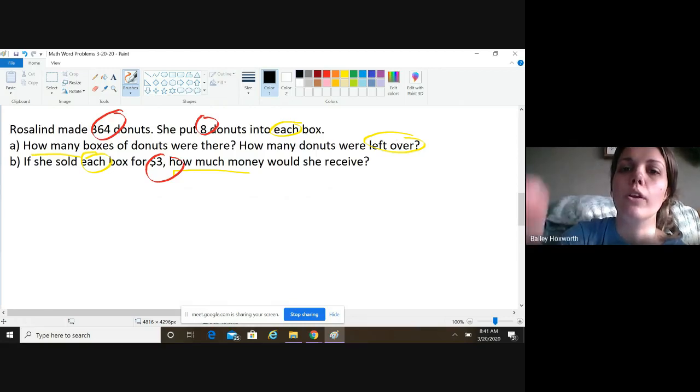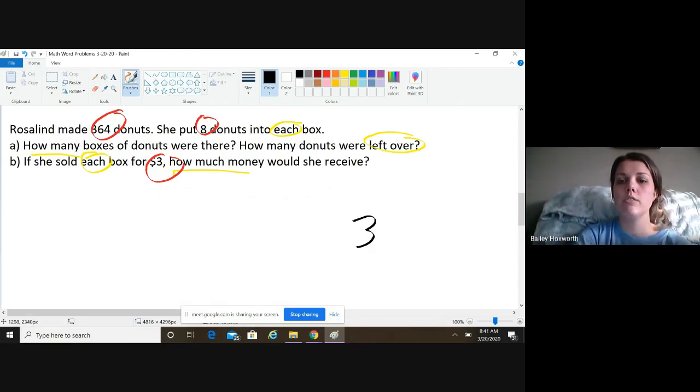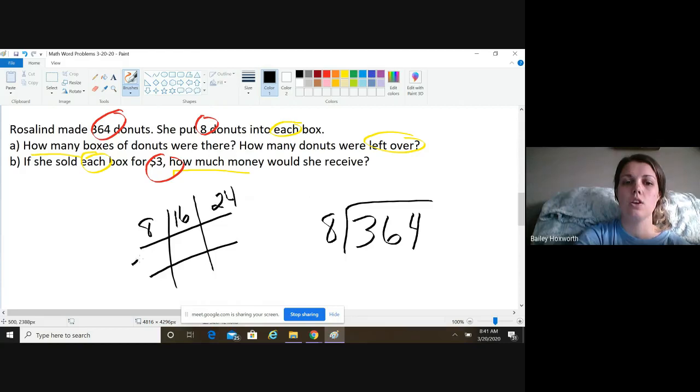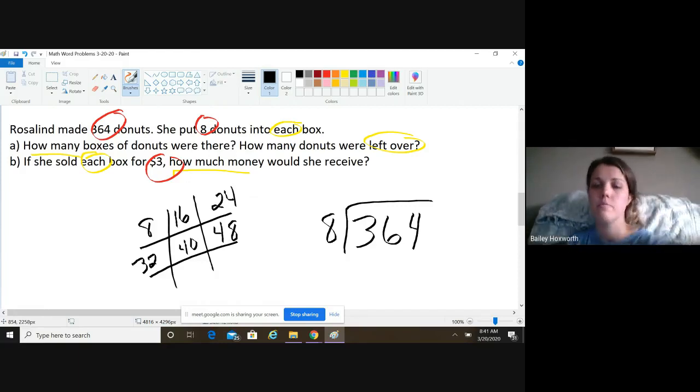All right, so let's start this problem work out. 364 divided by 8. Hashtag, does McDonald's sell cheeseburgers? 8, 16, 24, 32, 40, 48. I'm going to stop right there.